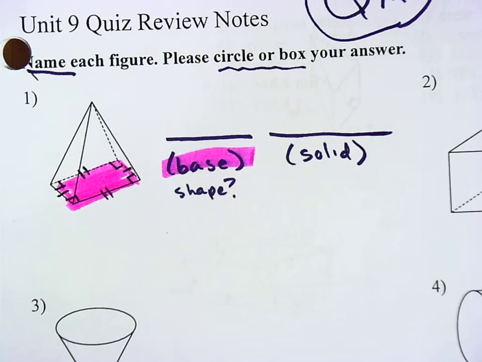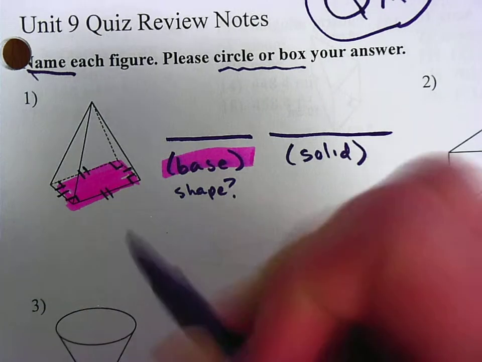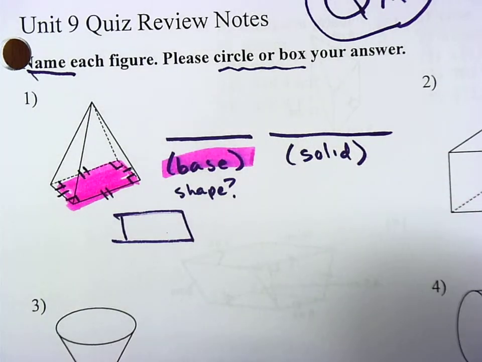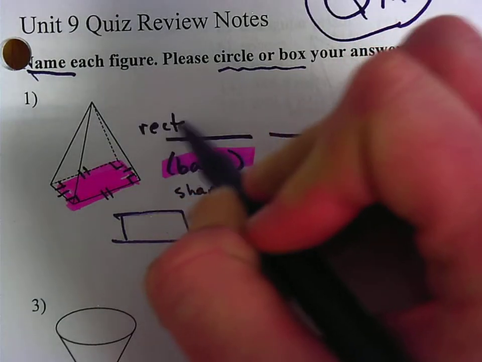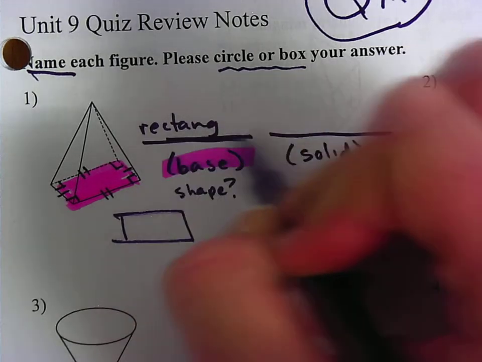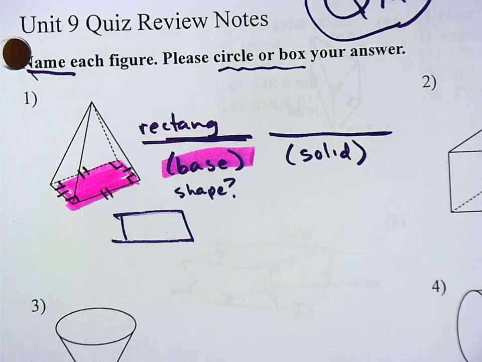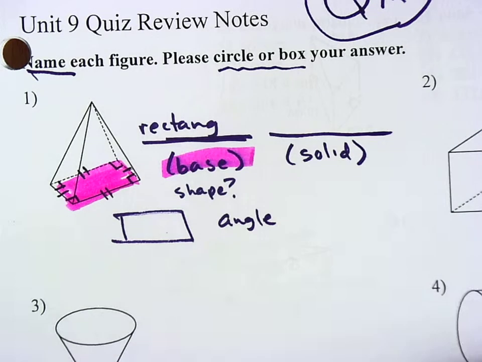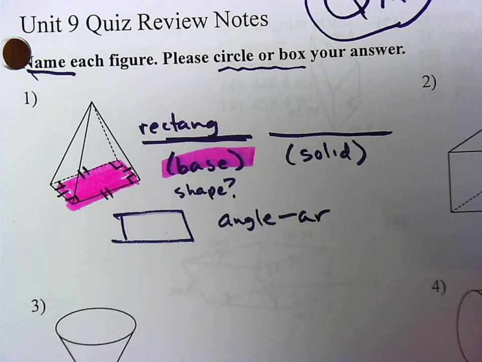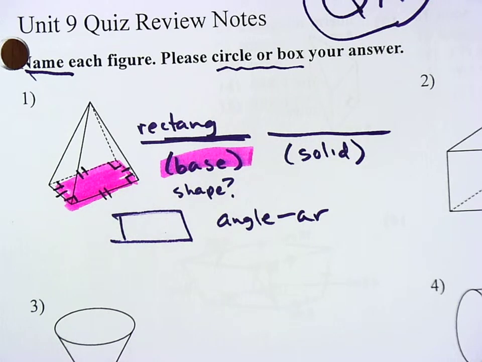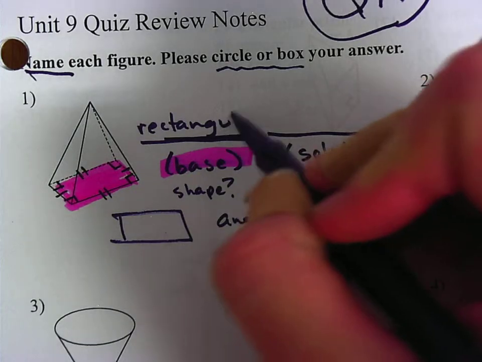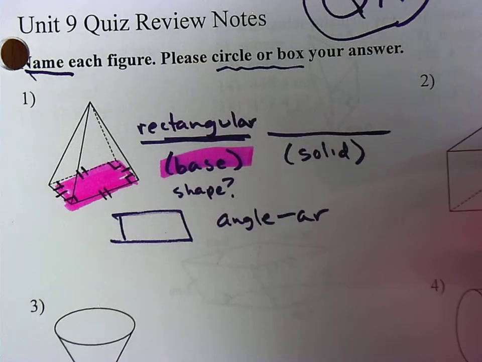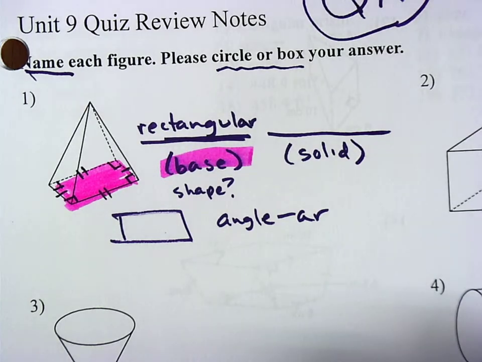Well, over here in number 1, the shape is quite easy. It's something like this, right? So it's a rectangle. And when we're writing these, we're going to end up sometimes with things that end in angle. If it ends with angle, we're going to put an AR at the end. So this would be rectangular. So that's our base. That's the first part.